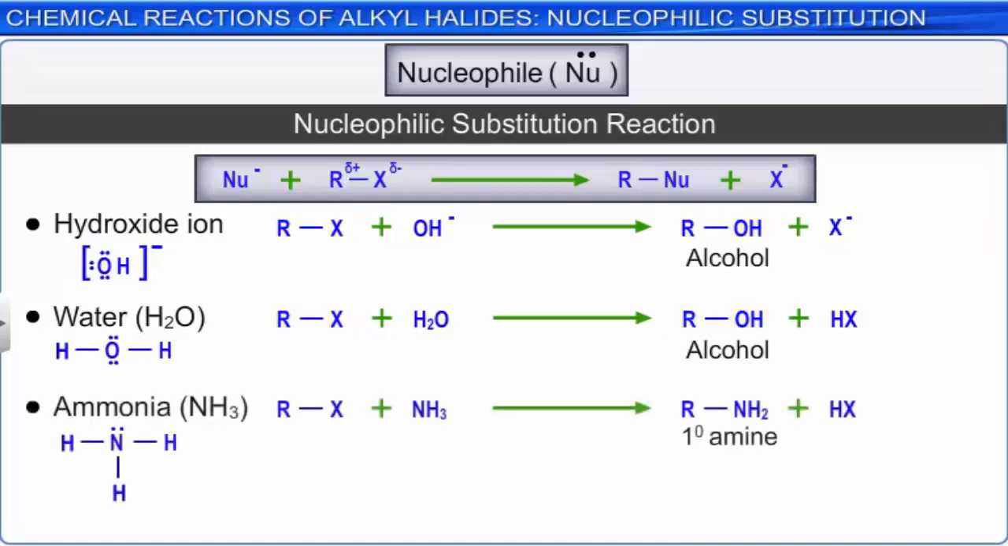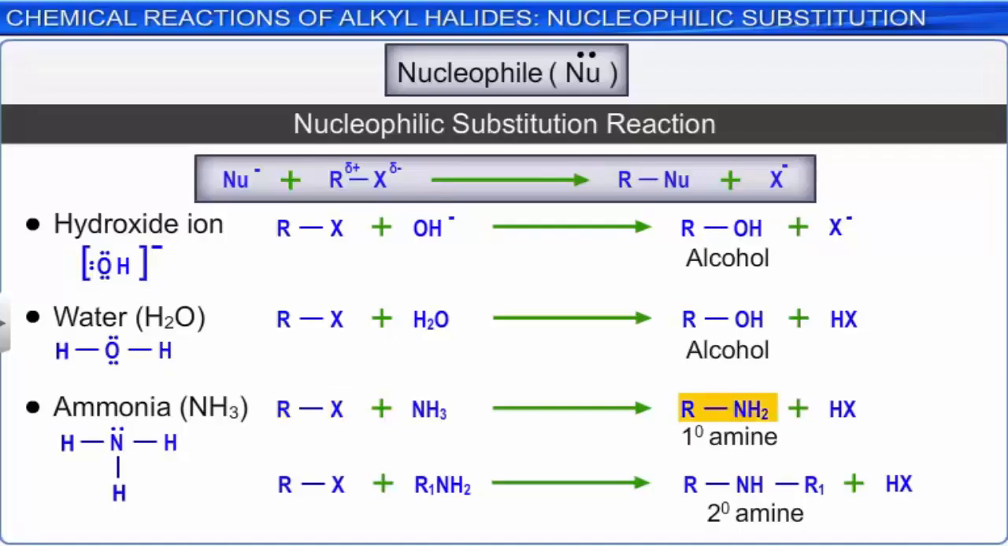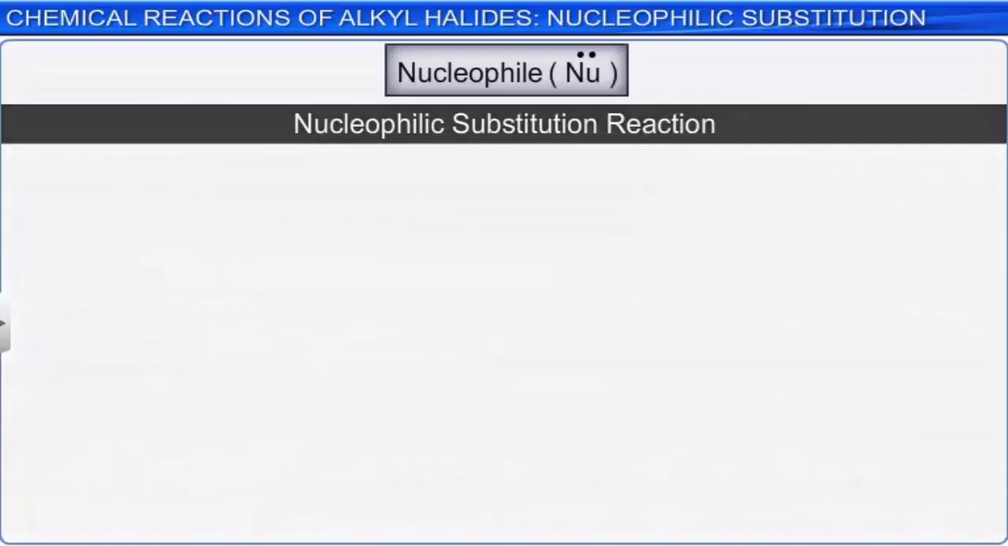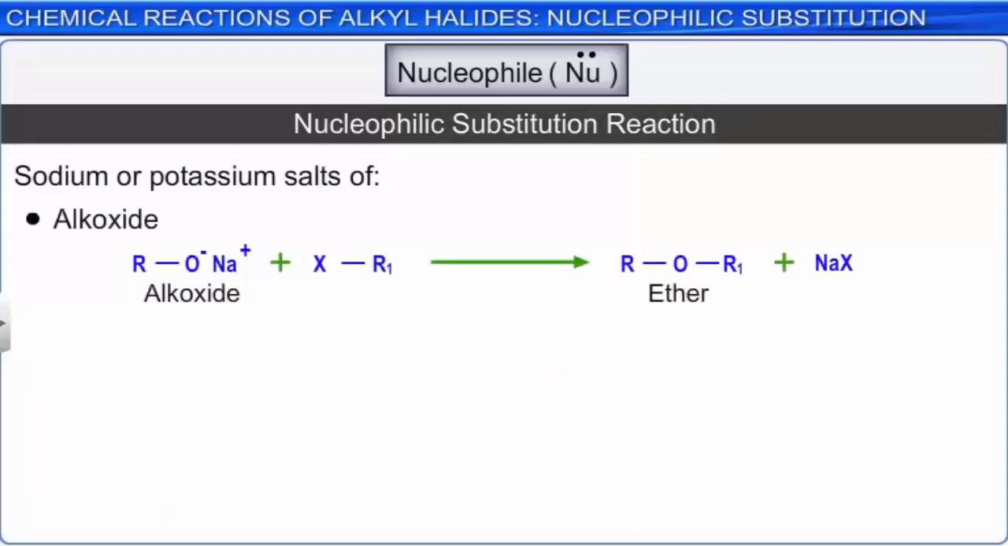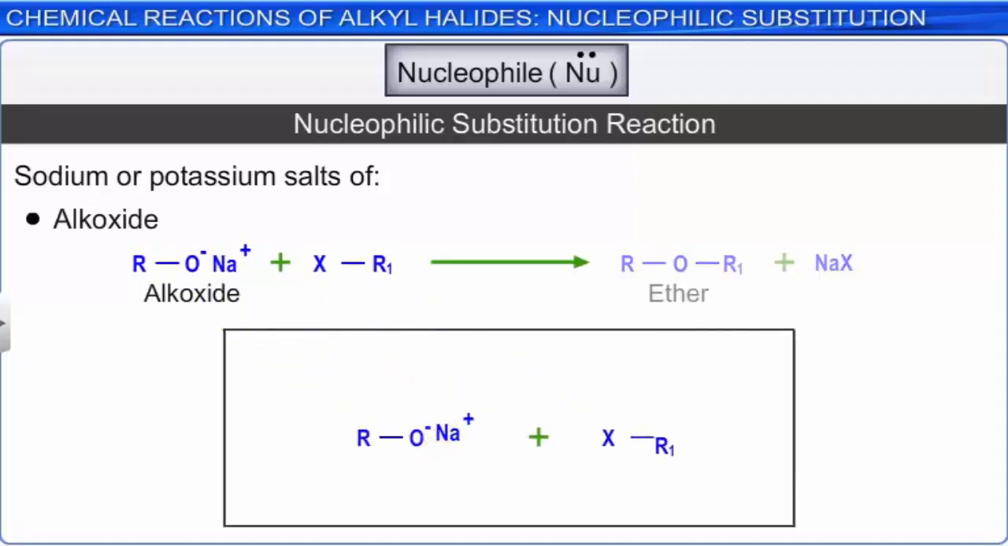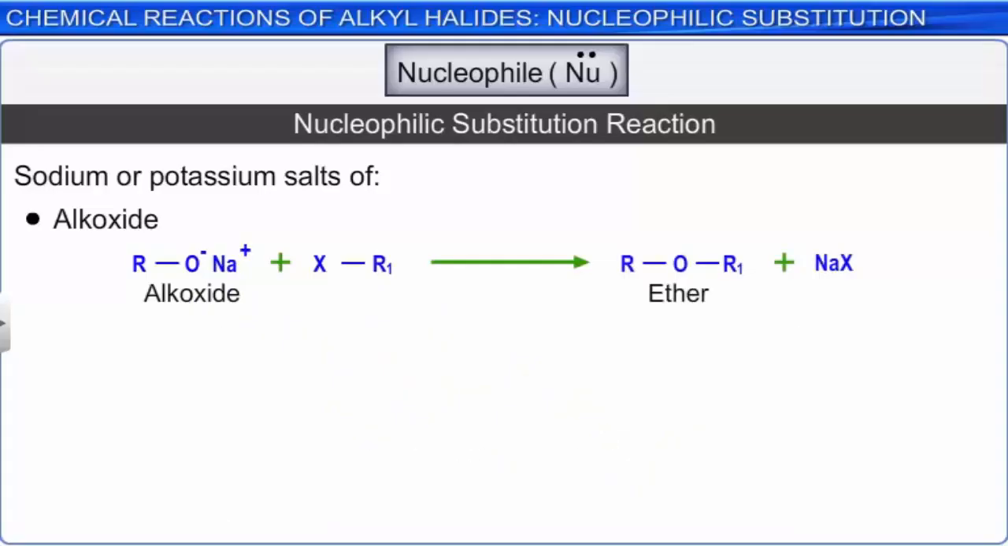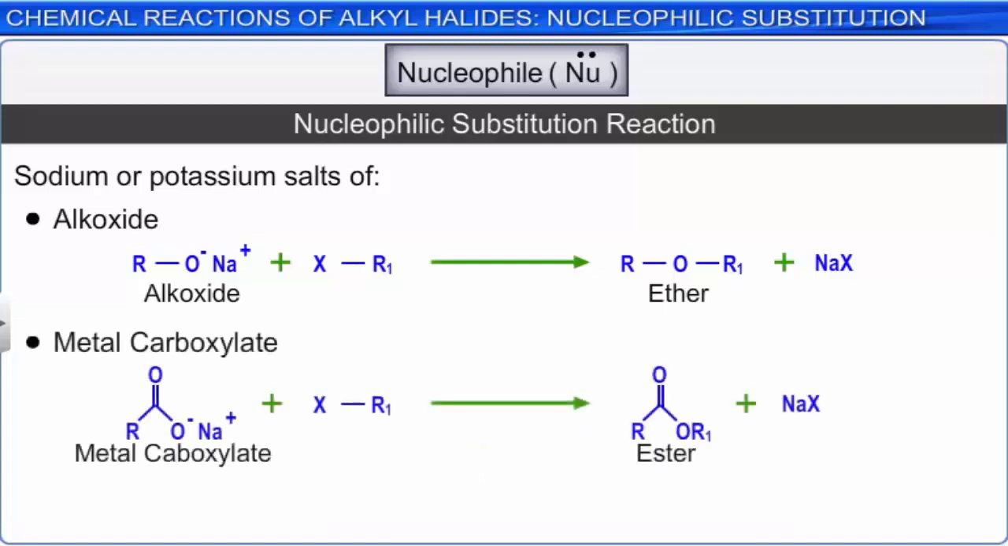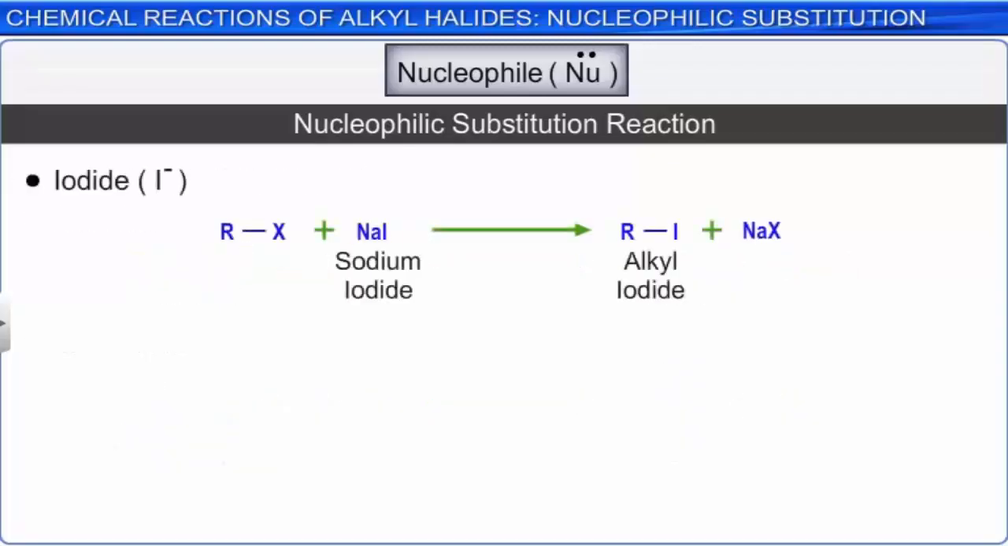Ammonia and substituted amines are used to convert alkyl halides into amines. Note the lone pairs on each formula. Sodium or potassium salts of alkoxides can be used to make ethers from alkyl halides. Sodium or potassium salts of carboxylates can be used to make esters from alkyl halides. Sodium iodide can be used to make alkyl iodides from alkyl halides.